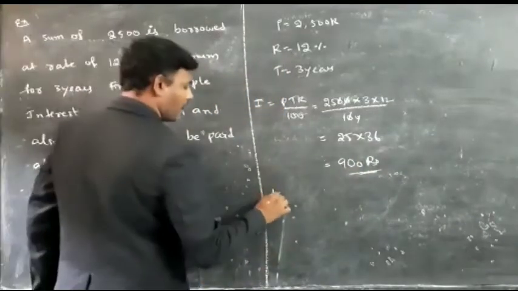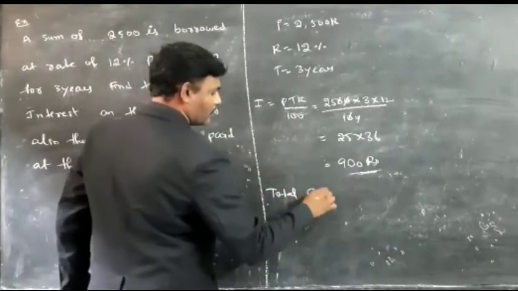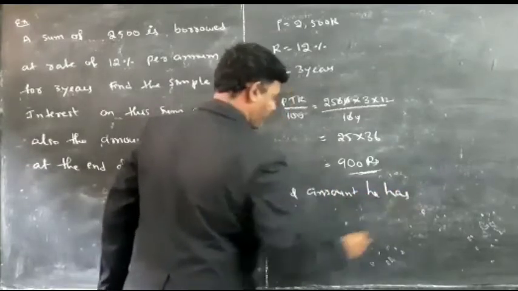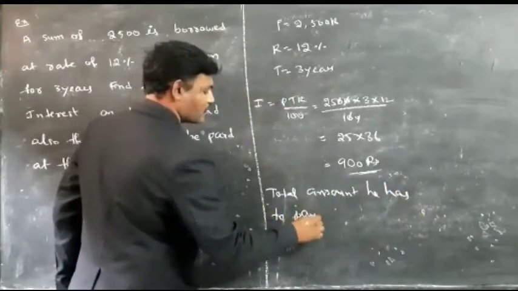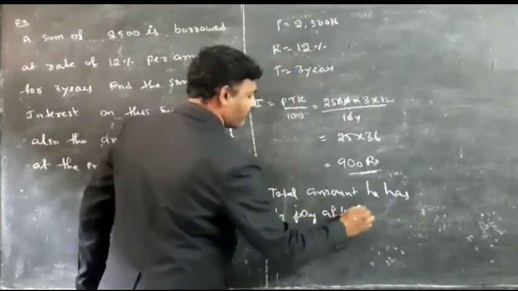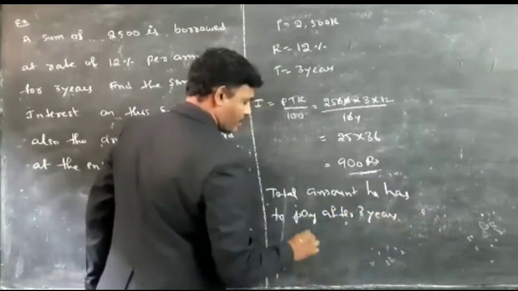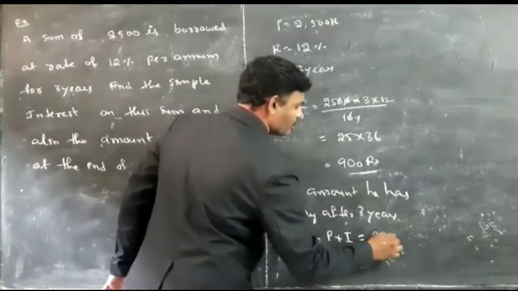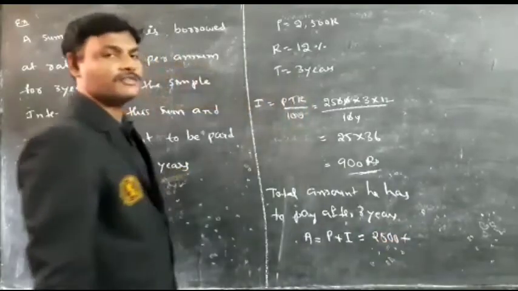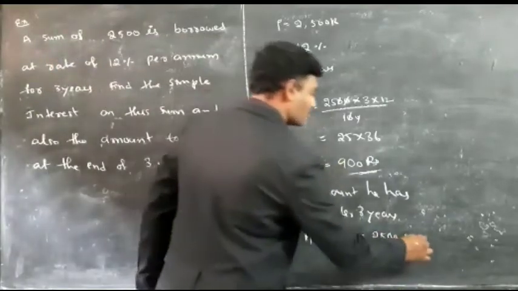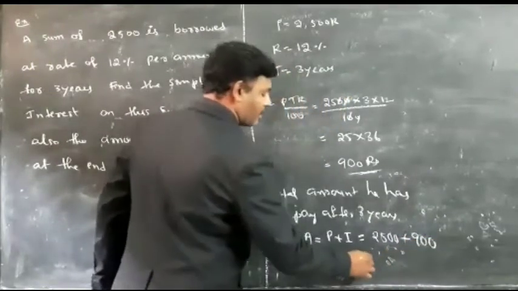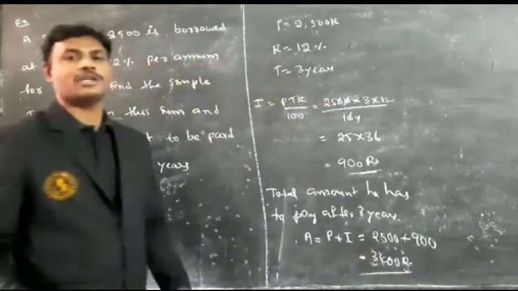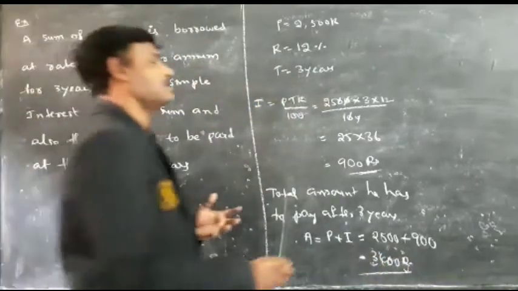Okay. And total amount he has to pay after 3 years. After 3 years, A is equal to P plus I. P means principal amount 2500. So after 3 years, what is the interest here? 900. So 2500 plus 900 is equal to 3400. So he has to pay 3400 rupees after 3 years.